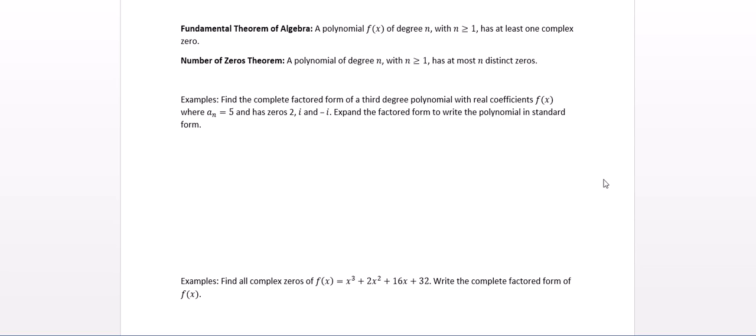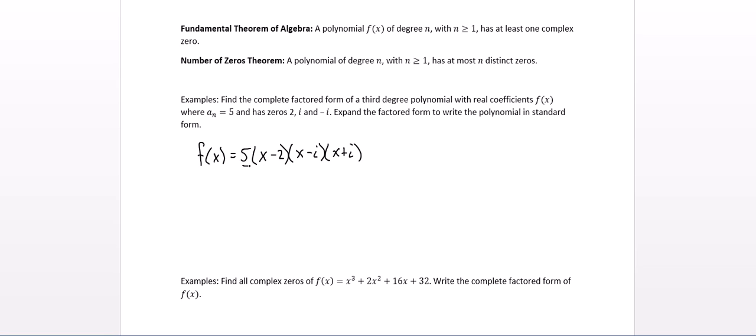So if I want to find the complete factored form of a third degree polynomial with real coefficients, where a sub n equals 5, so I have f of x, my leading coefficient is 5, I have a 0 of 2, so I have a factor of x minus 2. A 0 of i, so I'll have a factor of x minus i. A 0 of x equals negative i, so a factor of x plus i. And then we can expand this to write it in standard form.